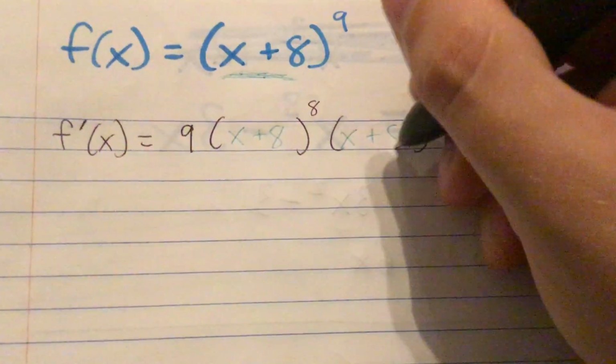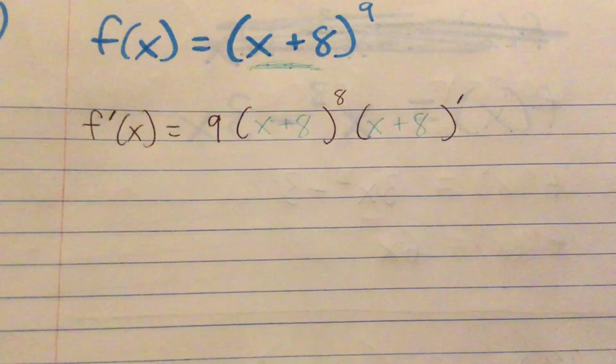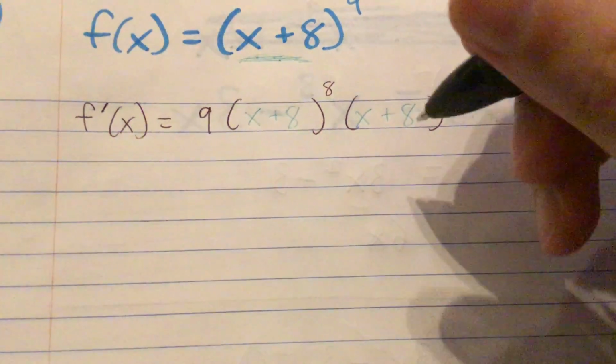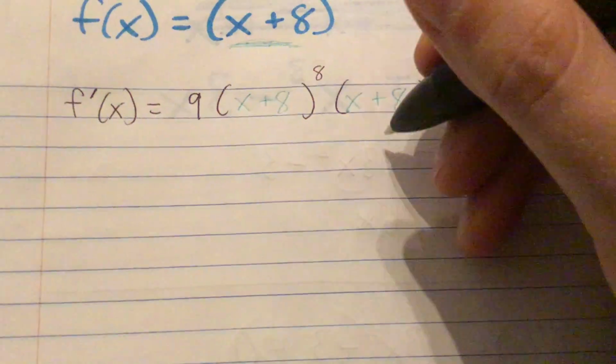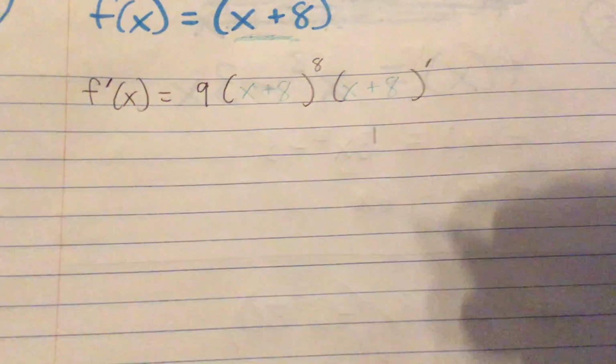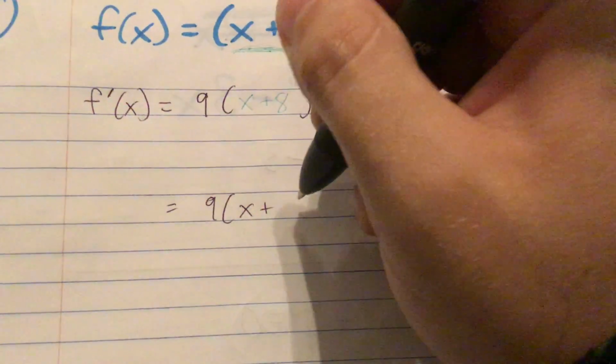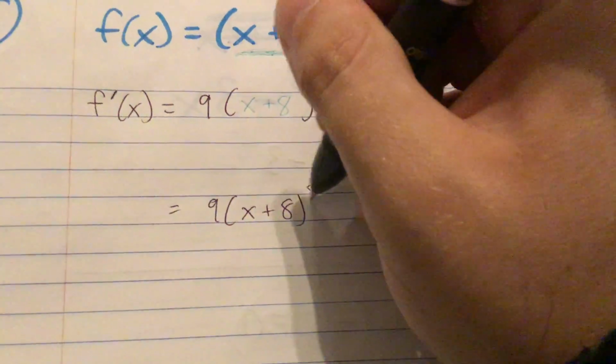Let me just zoom in. So now I'm just going to clean this up a little bit. Notice that x plus 8 prime, that's just 1. So in the end, f prime of x is literally just 9 times x plus 8 to the 8th power.